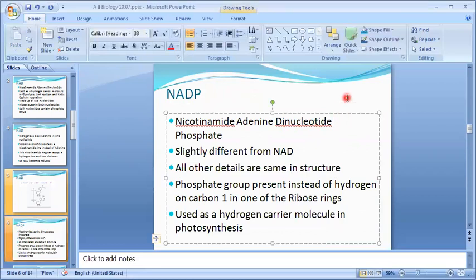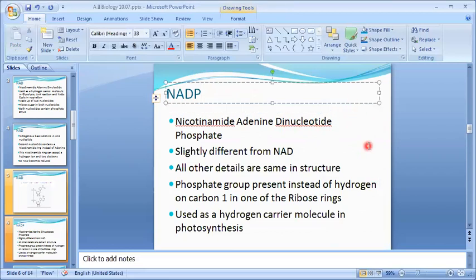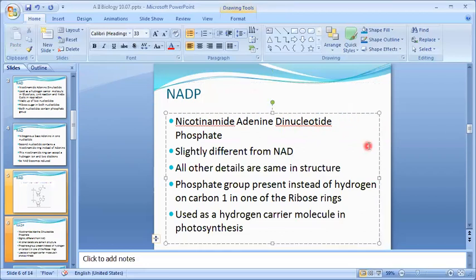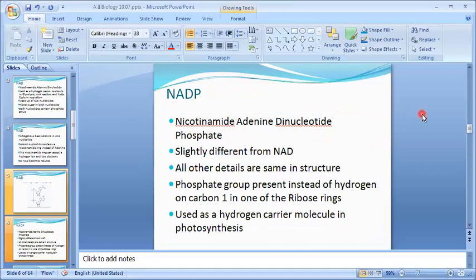And in both the nucleotides, obviously, ribose sugar is there. In both the nucleotides, a phosphate group is attached to each ribose sugar. And in one nucleotide, the nitrogenous base adenine is present, while in the other nucleotide, a nicotinamide ring is present. So basically, you can see these structural details are all similar to NAD. Then how is it different from NAD? It is slightly different from NAD.